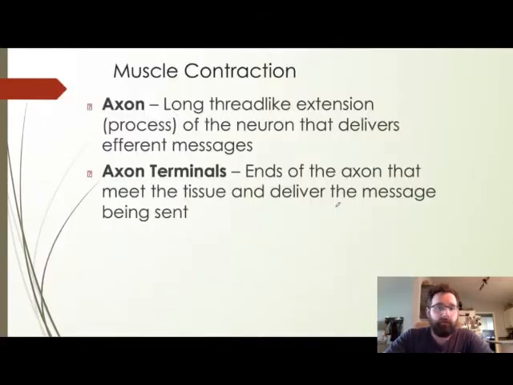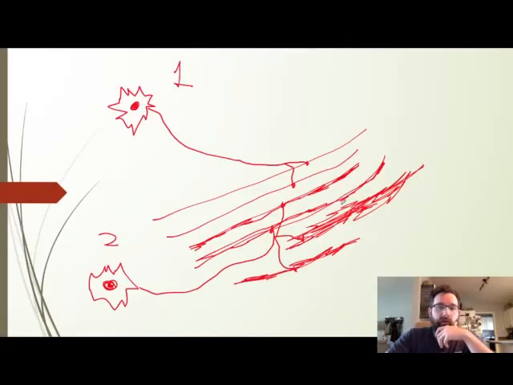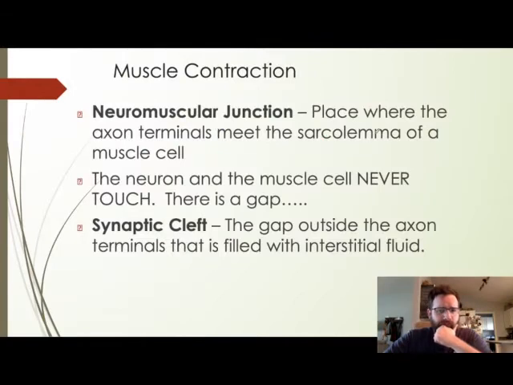More specifically, something called the axon terminal are the ends of the axons that meet the tissue and deliver the message that's being sent. For tissue, we're talking about muscles for this section, right? So that's an axon terminal, another axon terminal, and so on. What I was drawing over here, that would be an axon terminal, that would be an axon terminal. Okay. I'm going to use those words as we move forward.